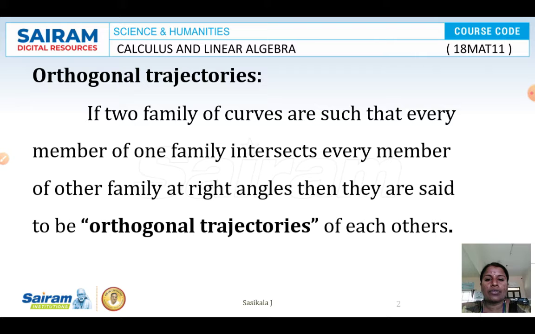If two families of curves are such that every member of one family intersects every member of the other family at right angles, then they are said to be orthogonal trajectories of each other. So when you say a family of curves is orthogonal trajectories, every member of that family should intersect every member of the other family at a right angle. Then you can call them orthogonal trajectories.